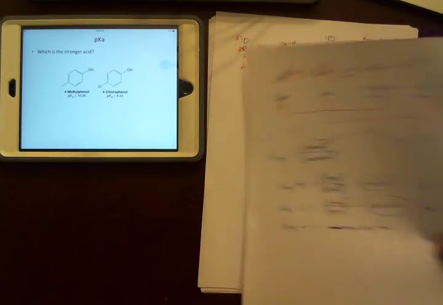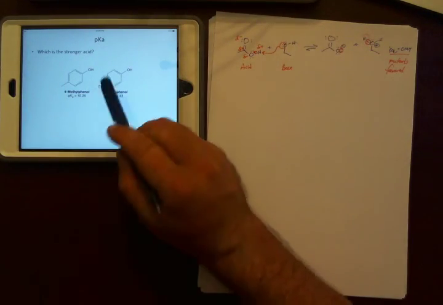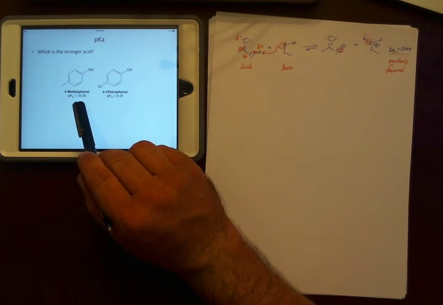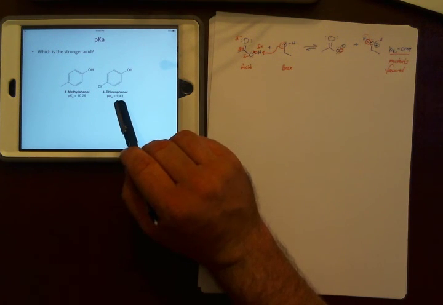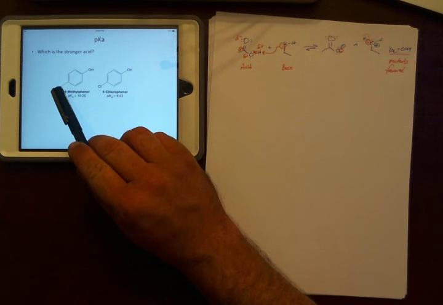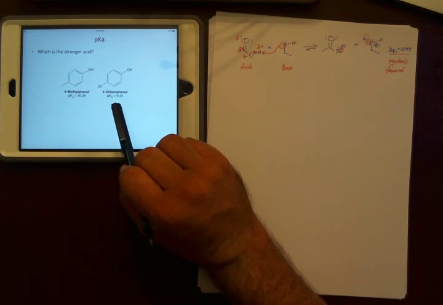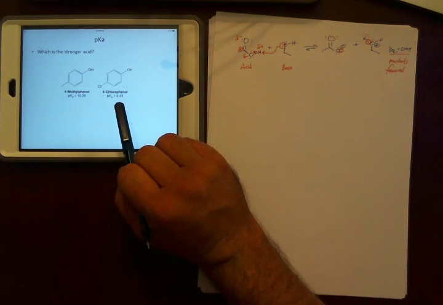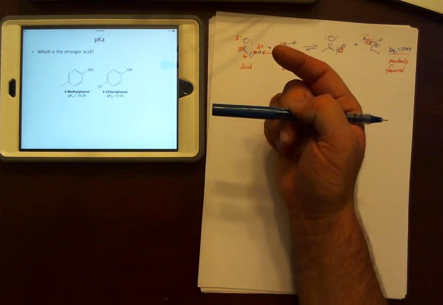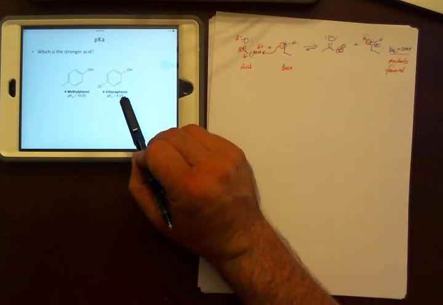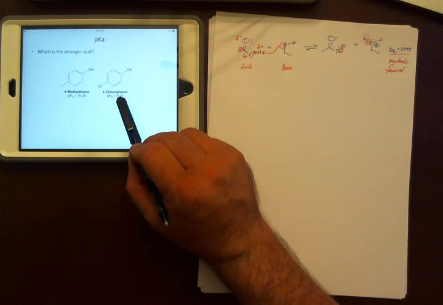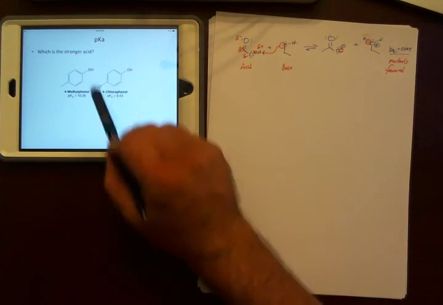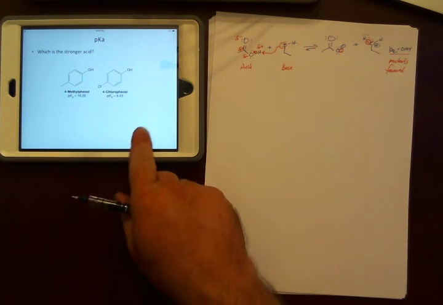So we look at the pKa's so that we can tell how strong it is. We have methylphenol with a pKa of 10.26. For chlorophenol, instead of a methyl group here, you just put a chlorine here. The pKa drops to 9.43. So this is almost 10 times more acidic, because it's just about 1 pKa unit less. It's a lower number. So this one's almost 10 times more acidic. So this has the smaller pKa, and that means it's the stronger acid.